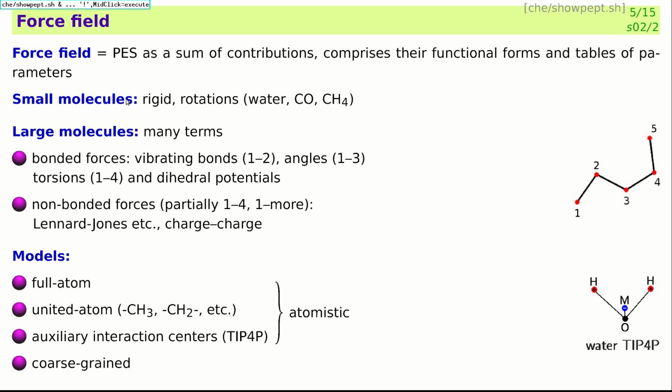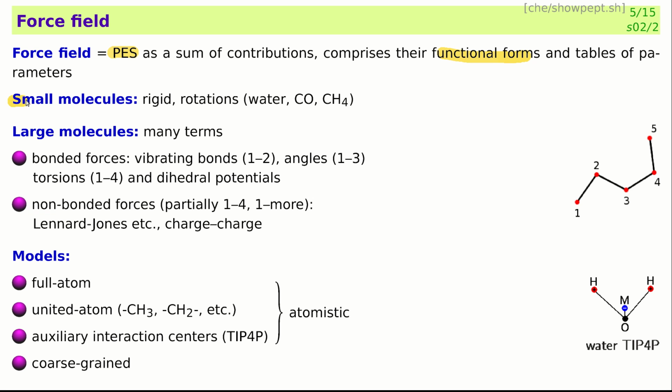Now we have a lot of terms, and if we put them together, we describe the potential energy surface as a sum of contributions. There may be very many such contributions. They may have many functional forms. We can have rich tables of parameters.